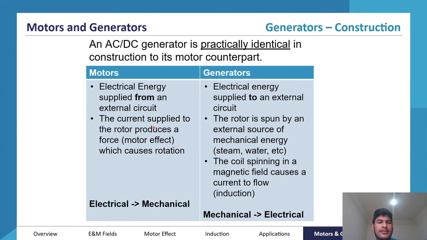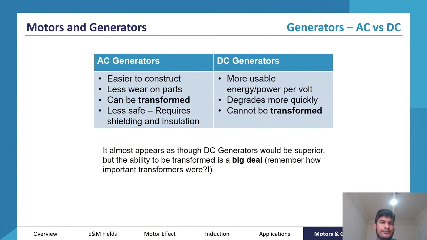So the current supplied to the rotor produces a force by the motor effect, which causes rotation in motors, whereas in generators, the rotor is spun by some sort of external source of energy, like I said, steam, water, or wind, and that causes the coil within that generator to spin within that magnetic field, which by Lenz's law or Faraday's law causes an induced current, so induction.